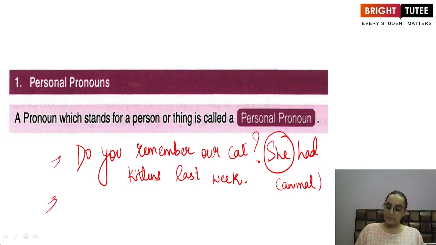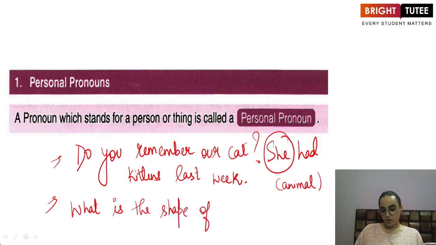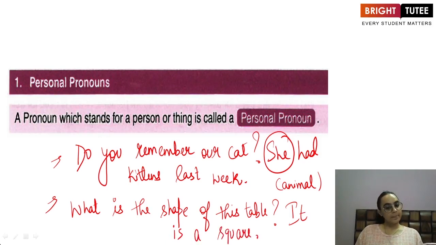If I give you another example, what is the shape of this table? It is a square. Here I've used the personal pronoun it to talk about a thing.